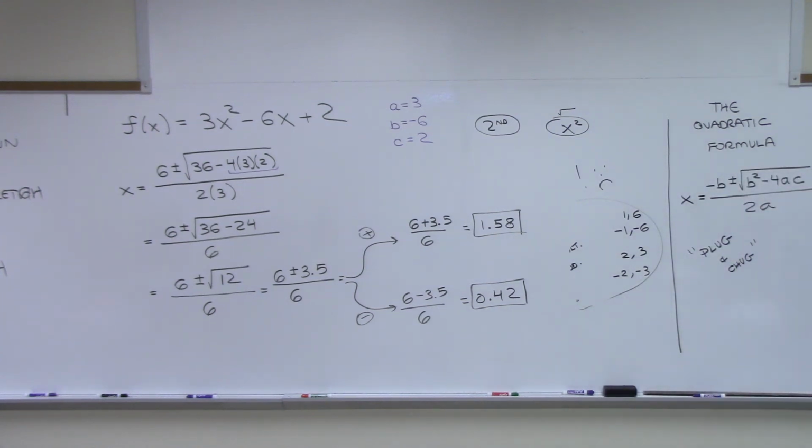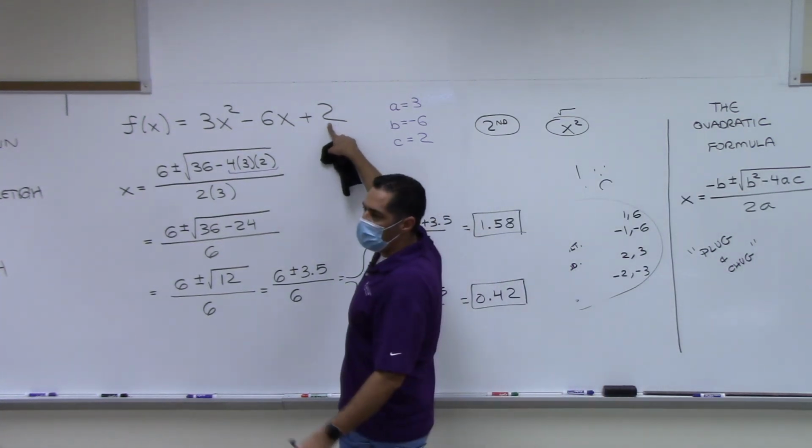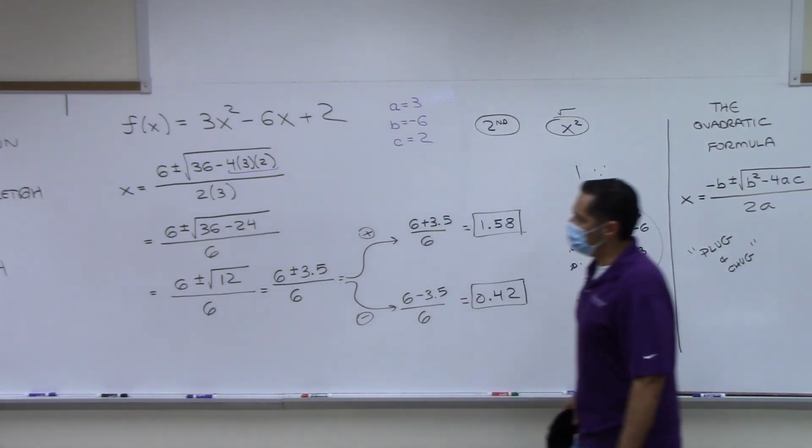And then you have your y-intercept, right? Your y-intercept is positive 2. It's this number. Step 5. And then you draw the picture.